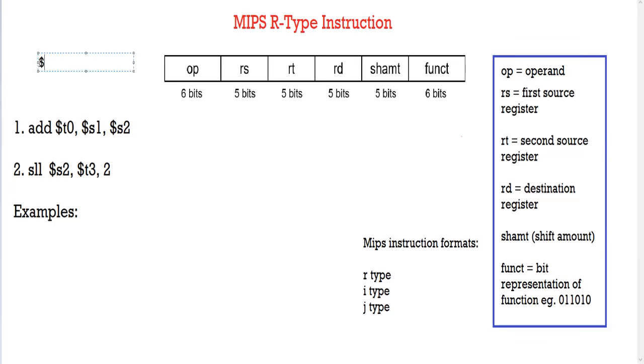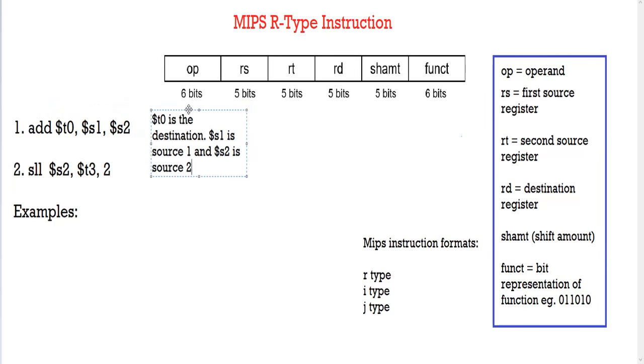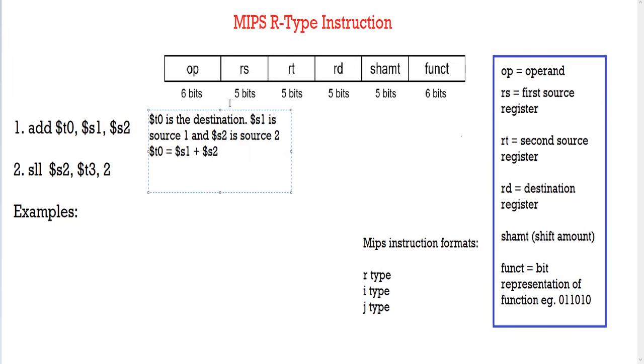T0 here is the destination. The S1 register is source 1 and S2 is source 2. So T0 is going to be equal to the contents of S1 plus the contents of S2. Okay, so that was our add instruction.